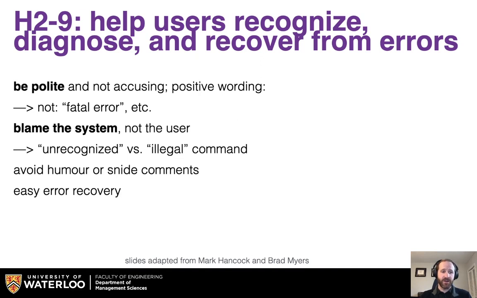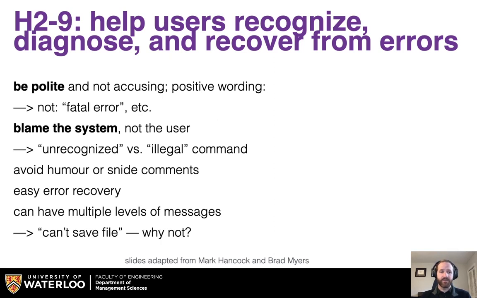You want to support easy error recovery, so people know how to fix things or can go and quickly undo. Direct people to where the unrecognized command was. Have multiple levels of messages. So if it says can't save the file, well, why not? And then see if you can give the extra bit of detail. There might be different reasons that you can't save the file. Maybe there's no existing folder, or maybe there's already an existing file name and you didn't click overwrite, whatever. You want to be able to support that extra level of detail.